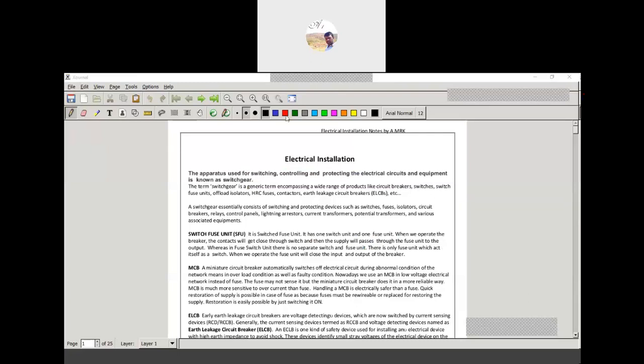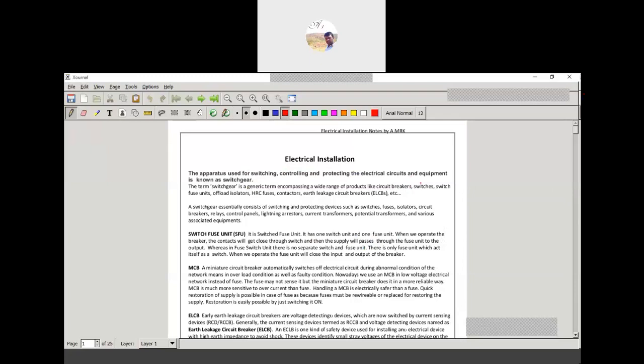So we discuss the electrical installation. In the electrical installation, the apparatus used for switching, controlling, and protecting electrical circuits and equipment is known as switchgear equipment. The apparatus which are used for switching, controlling, and protecting the electrical circuits is called switchgear equipment.